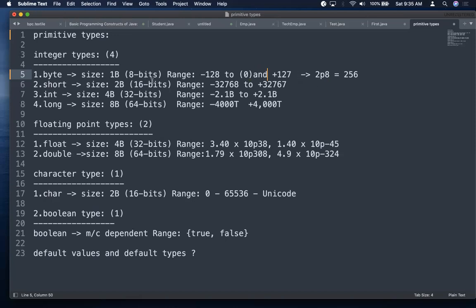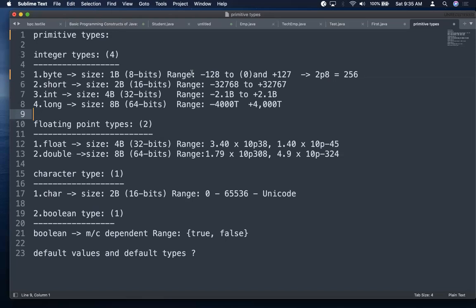With 8 bits, how do we get minus 128? Out of 8 bits, 1 bit is taken care of by the sign bit, so you are left with 7 bits only, and 2 power 7 is 128. So the range will be minus 2 power 7 to plus 2 power 7 minus 1. If you want to represent any number where the maximum value is just 127, you can go for byte, so that only 1 byte of memory is occupied.